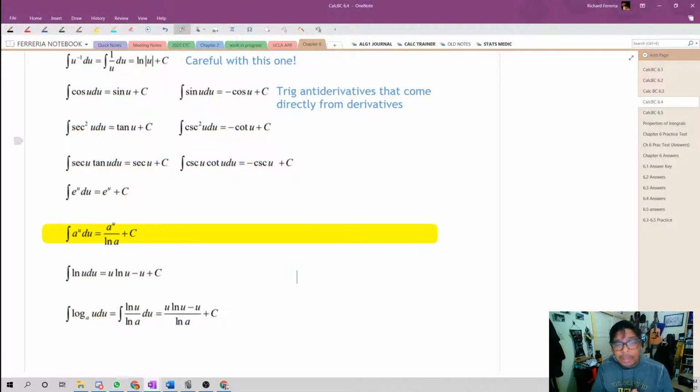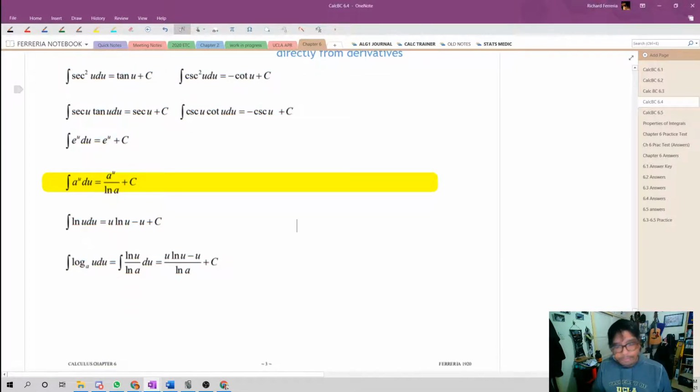Students who do really well, they'll remember that one. Students who are kind of middling or on the lower side of things, this is one of the ones that they often just kind of forget about. So choose your participation here.